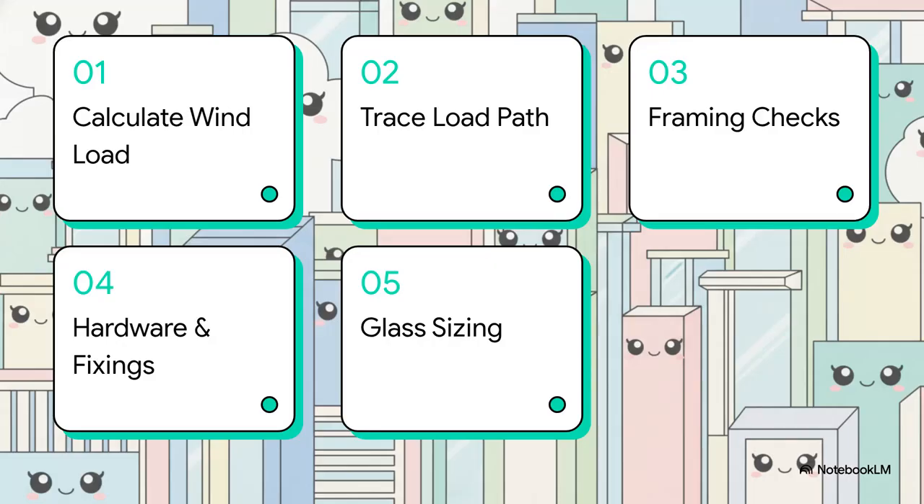So here is our 5-point master checklist for safe curtain wall design. First, calculating the wind load. Second, tracing the load path. Third, looking at framing, where deflection trumps strength. Fourth, verifying profiles, gaskets, and fixings. And finally, fifth, safely sizing and insulating the glass.